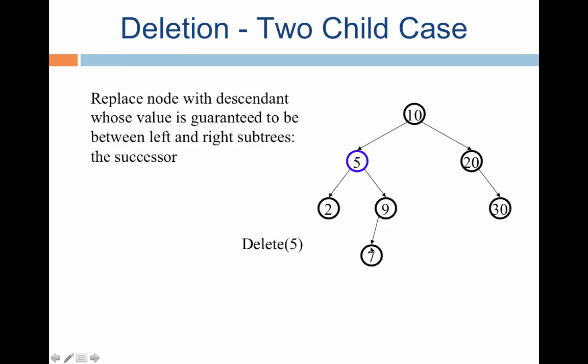So this slide seems to have gone missing. So what you do is you take the smallest value larger than 5 by going to the right subtree and take this value and copy it here and delete this node. So this is the implementation of the delete function.